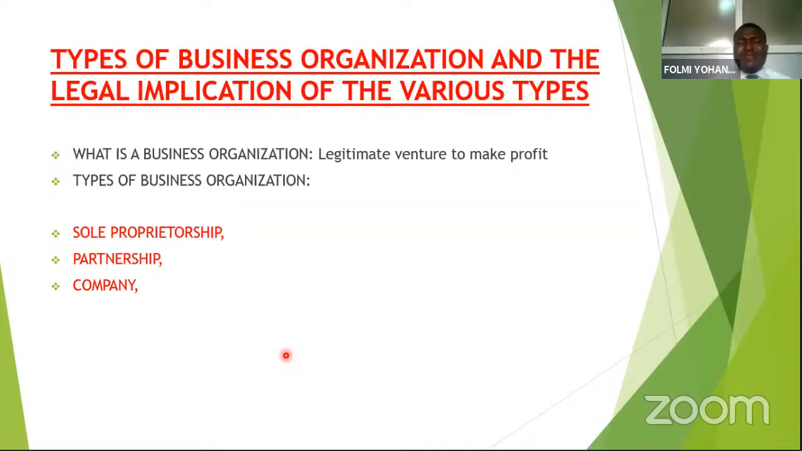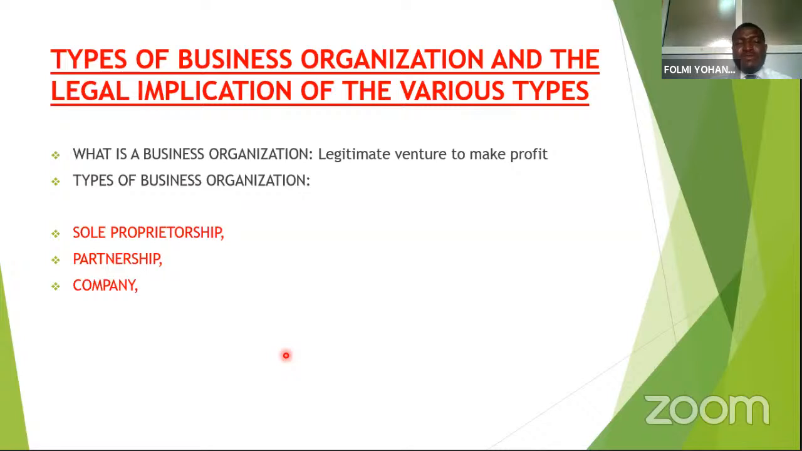So when we talk of business organization, we are only talking about a legitimate venture to make profit. The keyword there is legitimate. It has to be something legitimate. You can't be doing an illegitimate thing, making profit. Then you are not running a business organization, you are running a cartel in a negative way, an illegitimate empire. So a business organization must be a legitimate venture to make profit.